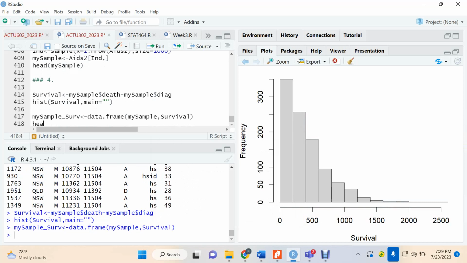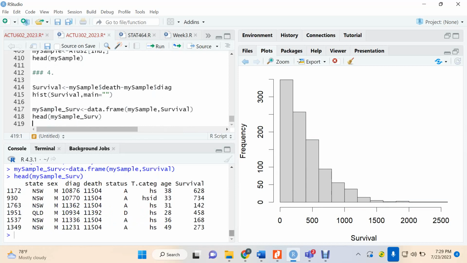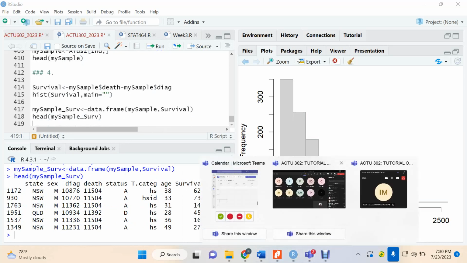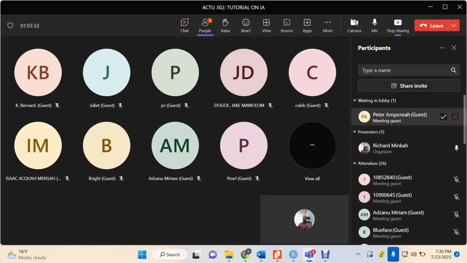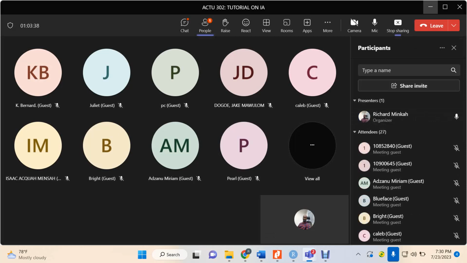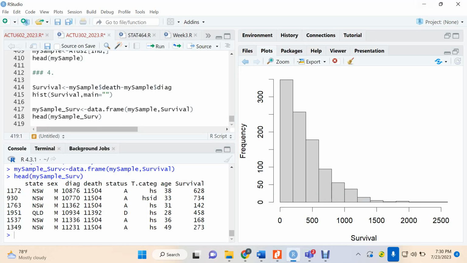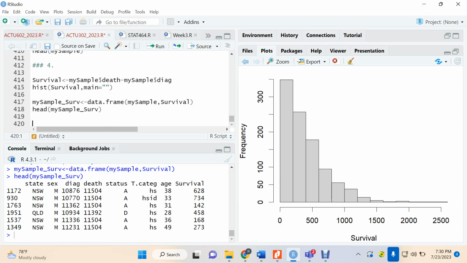Then I said do this. So when you finish, you can now show how this data set looks. There it is. So you see now it has added the survivor, or attached the survivor, to your data. So that's it. And that ends question 4. If you don't understand, please ask.